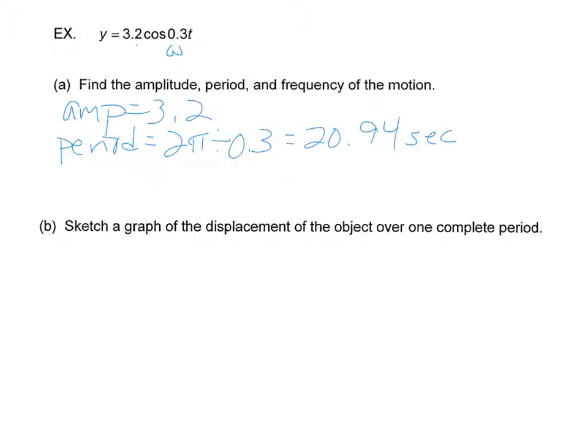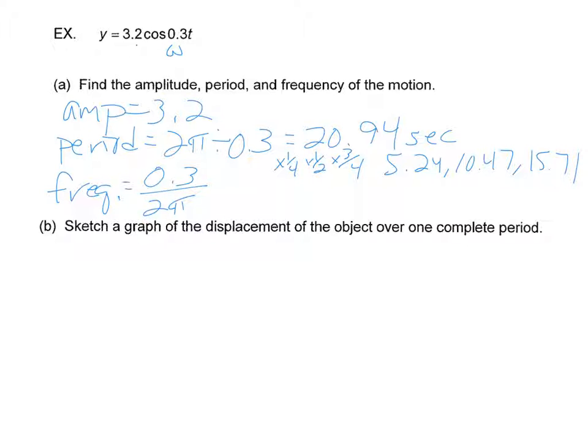And we're going to have to graph. So for the scale, you still multiply by a fourth, by a half, and by 3/4 to get the scale. And that gives us 5.24, 10.47, and 15.71. Then the frequency is the period flipped over. So it's going to be 0.3 divided by 2 pi. You flip it, which is 0.05. So that's the number of cycles in 1 unit of time.